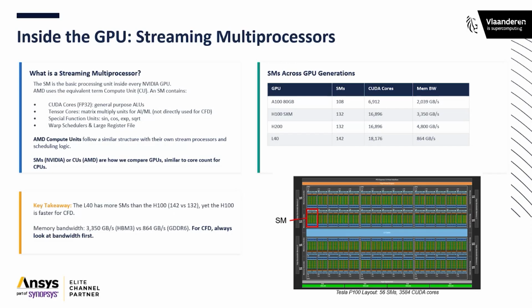So if you're looking to purchase a GPU, it's always very good to look at the memory bandwidth and not just only the SMs. But it's important to remind that SMs is the way at Ansys we quantify the HPC performances.